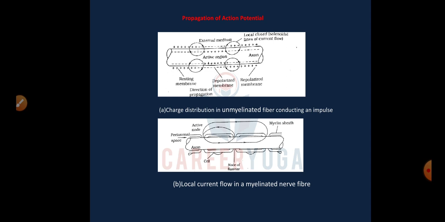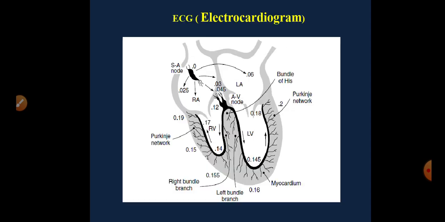Okay. So from figures A and B, you can observe how the charge distribution is, or how the bioelectric signal is propagated in unmyelinated fiber as well as in myelinated nerve fiber.